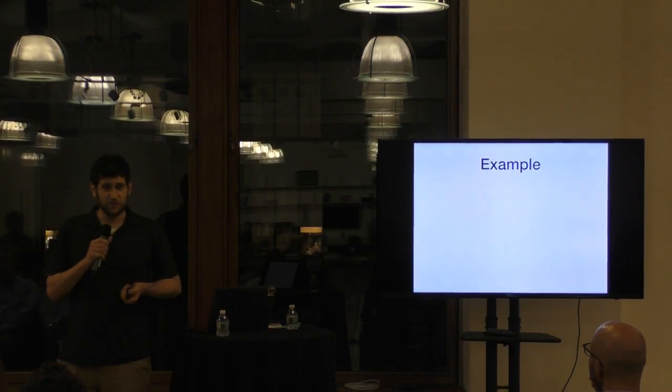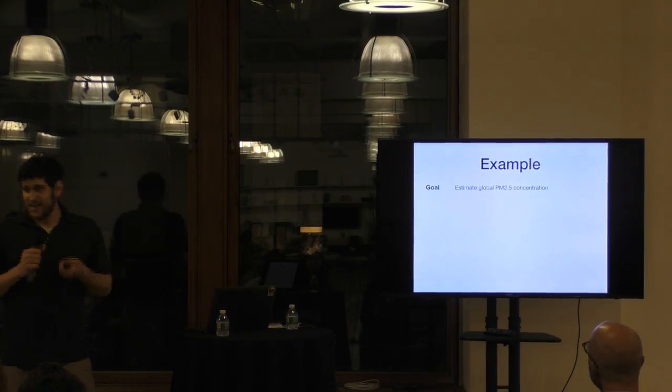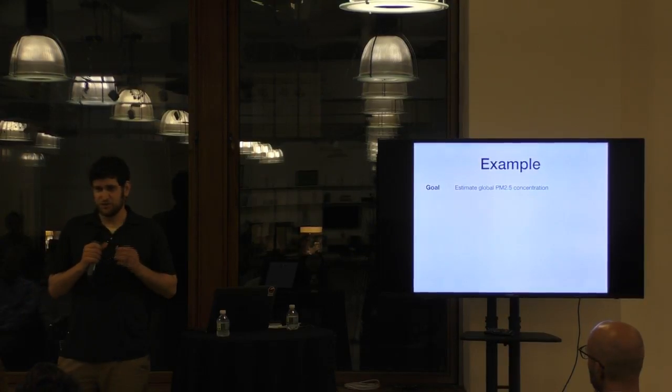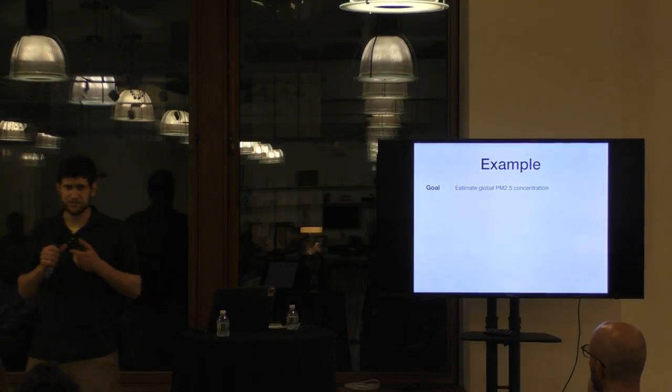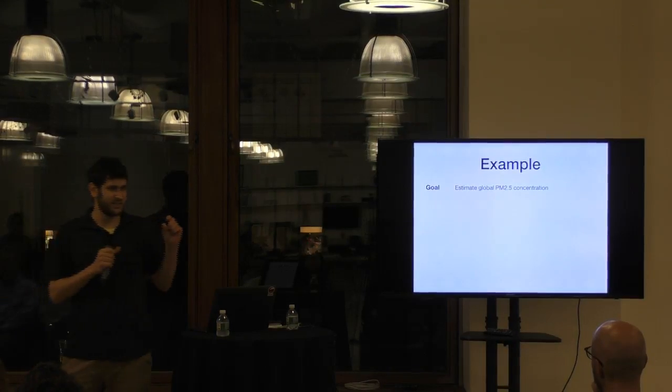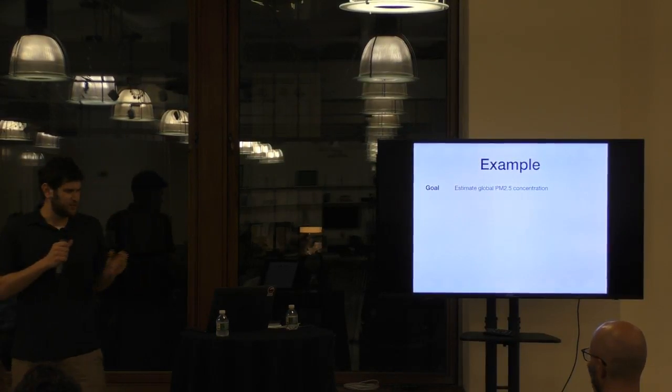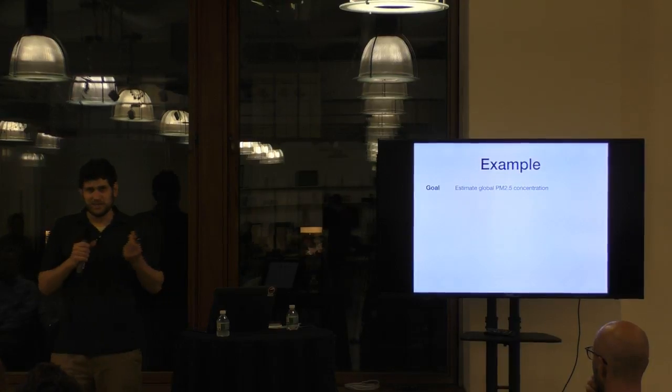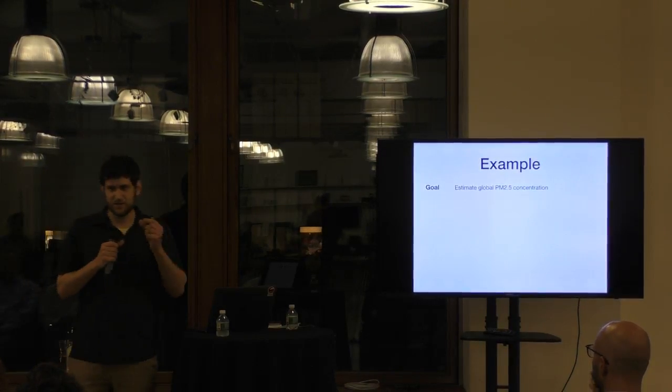Okay, so the example that we're going to use is estimating the concentration of particulate matter, a certain type of air pollution, and really small particulate matter, in this case measuring less than 2.5 micrometers in diameter.